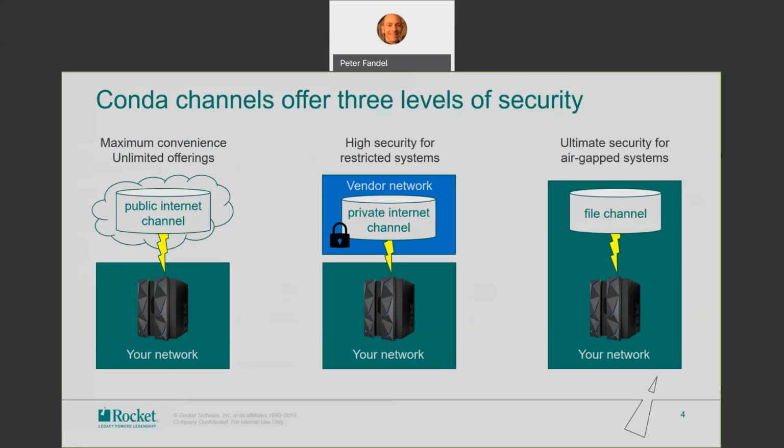Then, for those that are more security minded, you have private internet channels, which are authentication secured. These are usually on private vendor networks behind the firewall. If you have an account on one of these private internet channels, then you can download products from those. And finally, for the ultimate in security, there's something called a file channel, which is ideal for air-gapped mainframe systems. A file channel can be set up on-premise for use within your organization for downloading.